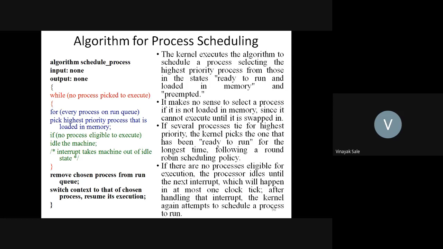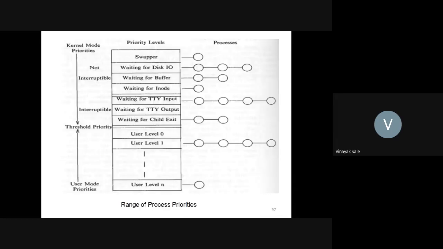Following a round robin scheduling policy, if there are no processes eligible for execution, the processor goes to the idle state until the next interrupt, which will happen at most one clock tick later. After handling that interrupt, the kernel again attempts to schedule a process to run. This is the algorithm for process scheduling.